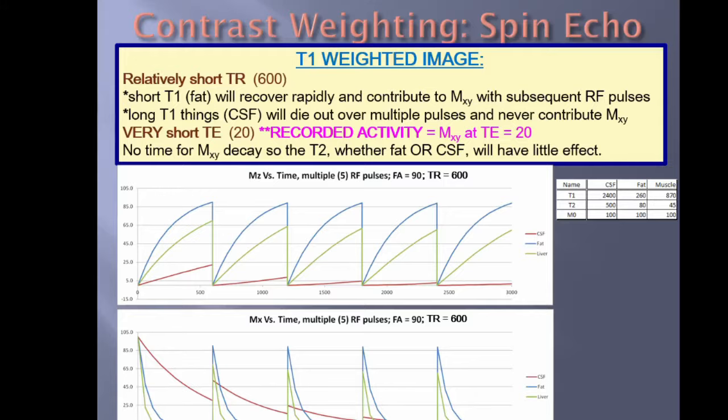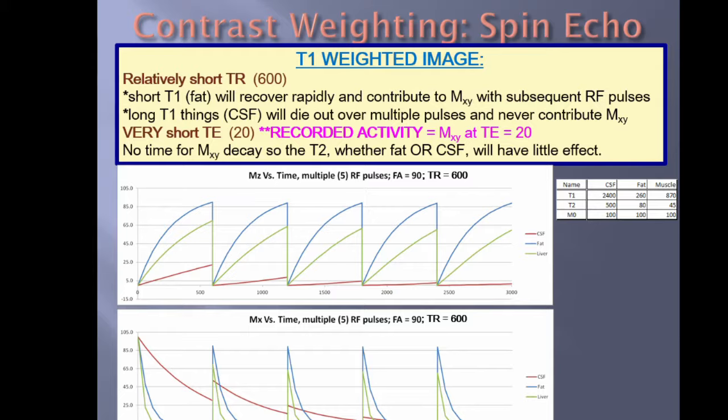Okay. We're going to do an actual experiment with actual numbers. We're going to pick a TR of 600, okay? And we're going to compare CSF, fat, and water. Now, notice, again, the fat is the blue. That's recovering very rapidly between sequences. The liver has a short enough T1 that it's able to set up an equilibrium, though it's lower than fat, but it's not going to die out. And the CSF, because it's below that critical point, is just going to die out. And you're going to have basically zero longitudinal signal with each successive RF pulse. So you're not going to be getting any signal from water from the get-go.